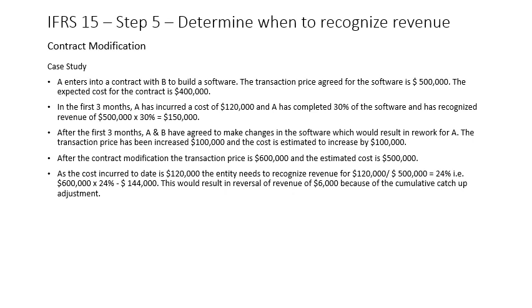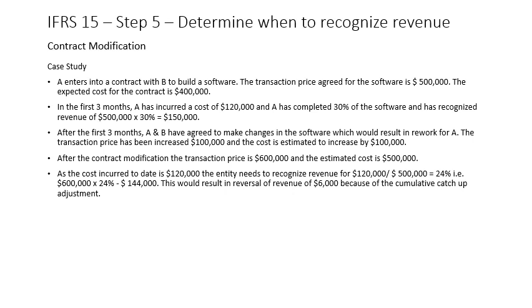After the first 3 months, A and B have agreed to make changes in the software which will result in a lot of rework for A. There has been a change in the price of the contract and the transaction price has been increased by $100,000 and the estimated cost increase is also $100,000. After the approved contract modification, the transaction price would be $600,000 and the estimated cost would become $500,000.